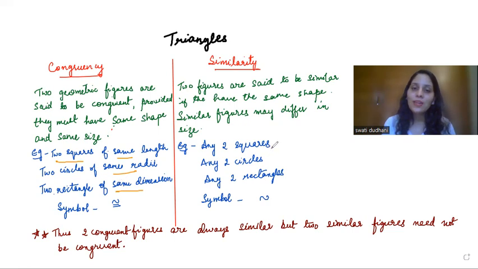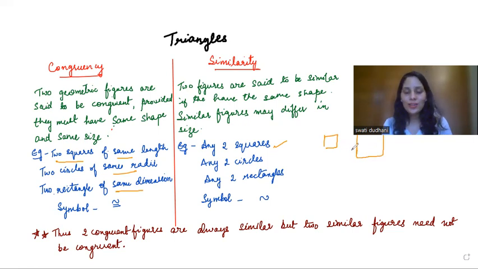For example, any two squares. Now, squares can be this size or this size. The two squares are always similar because the shape is always same, no matter what the sizes are. Two circles, any two rectangles, and so on. The symbol for congruency is this, and for the similarity is this one.